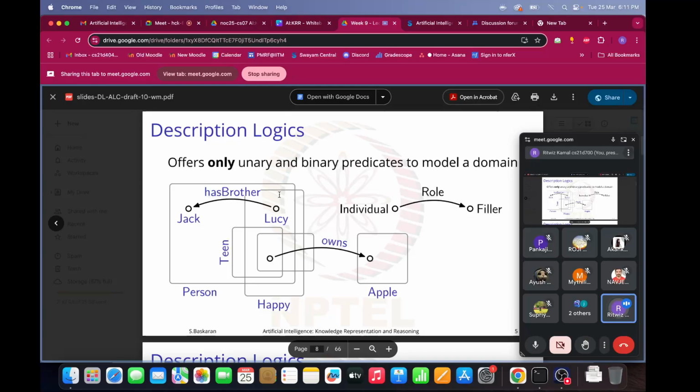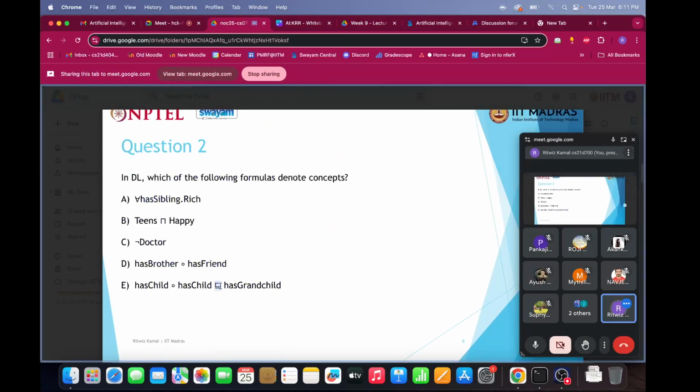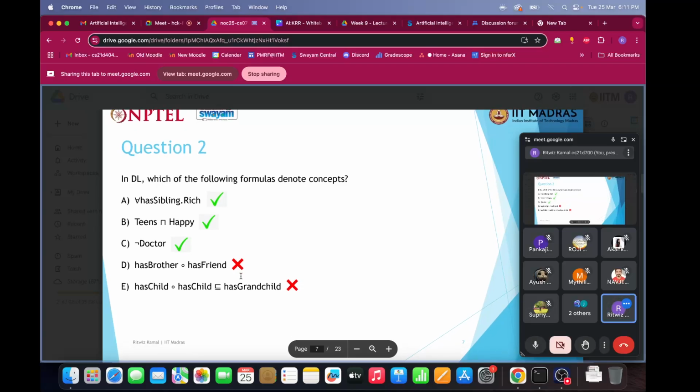Okay, so whenever we have something like this, we can say that it's not a concept, it's a role. And this is also given by the subsumption operator, which is this. So whenever this is present, we can say that it has something to do with a role instead of a concept. So the correct options here would be A, B and C.